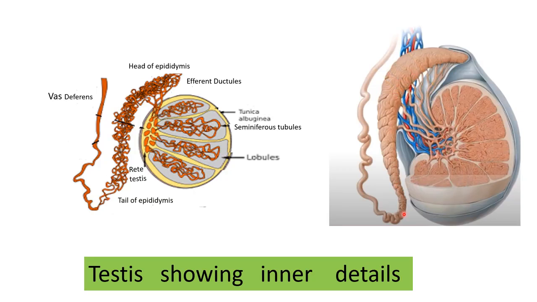After they become motile, they pass through the vas deferens into the seminal vesicle, to the prostate gland, and then open into the urethra. The urethra is the terminal portion of the male reproductive system. The urethra is used to convey both semen and urine in males.